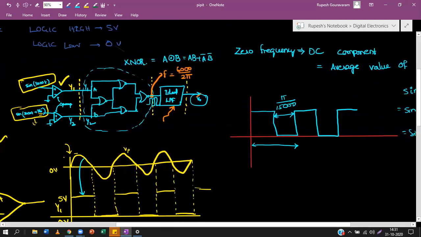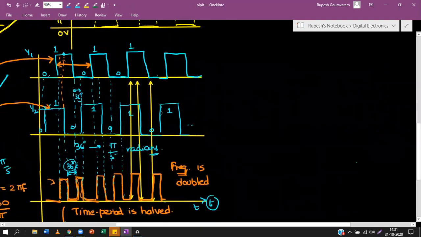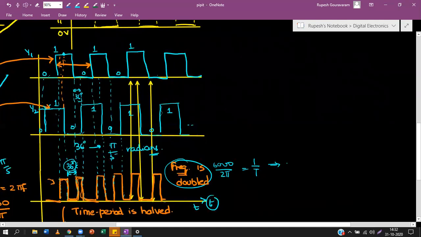And if you go down and see here, frequency is doubled. That means this frequency will be 6000 by 2 pi. And frequency is the inverse of time period. So what will be the time period? Time period will be 2 pi by 6000.